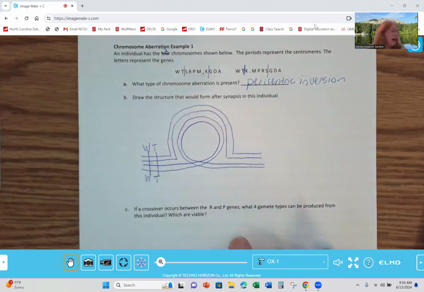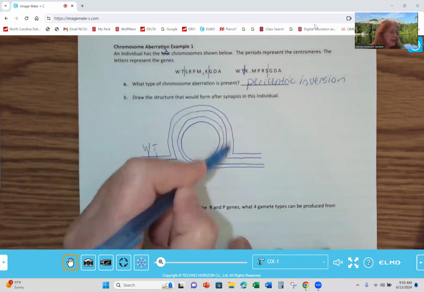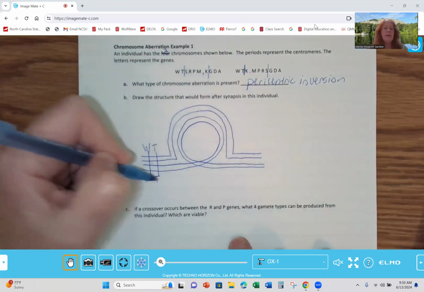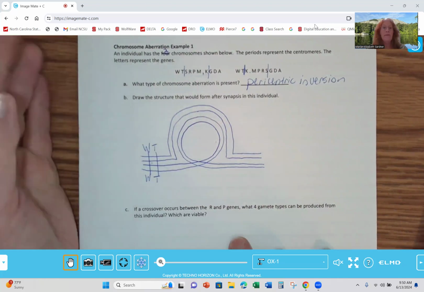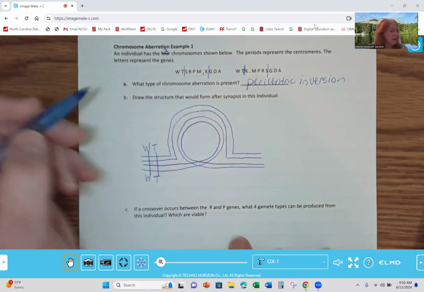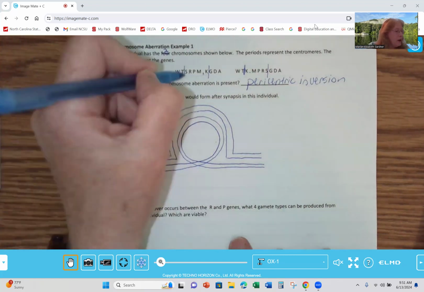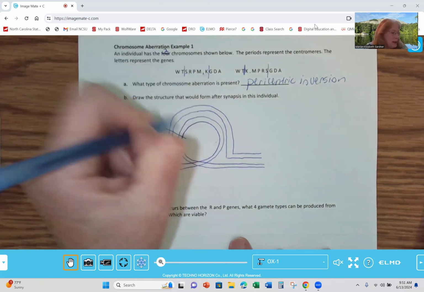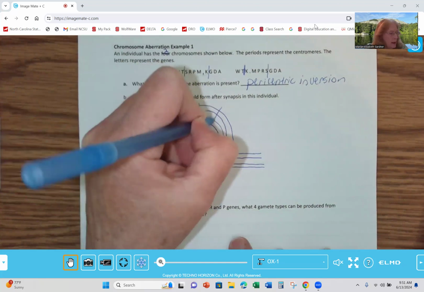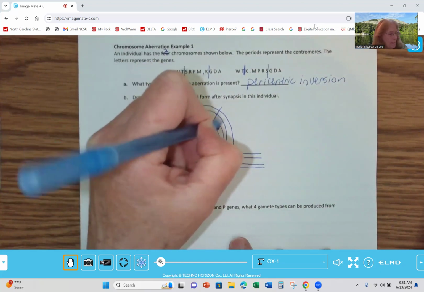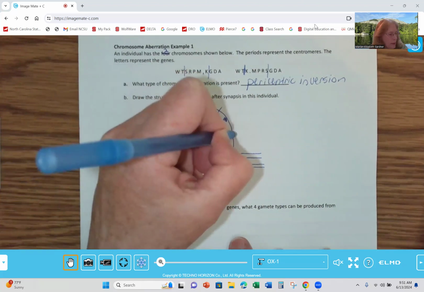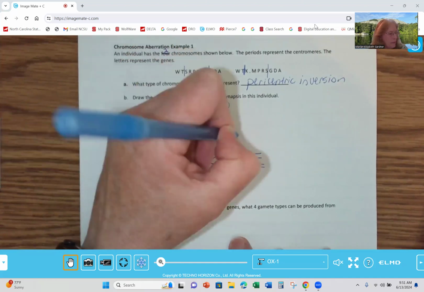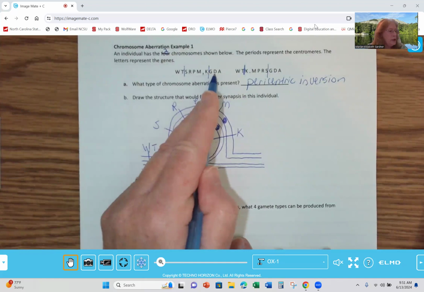And remember, it doesn't matter if you label this one as the one across the top or that one as the one across the top, because when these chromosomes synapse, these genes will line up across from the same gene. So no matter how you do it, it works out just fine. So WT, and then on the loop, I've got SRPM centromere K. So SR. And after the loop, GDA.